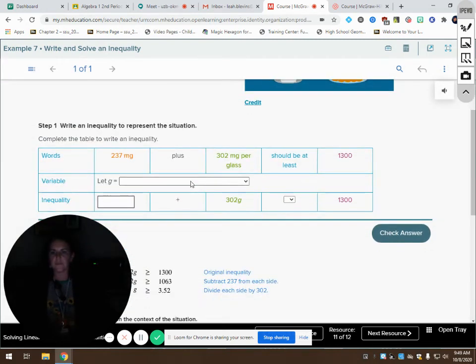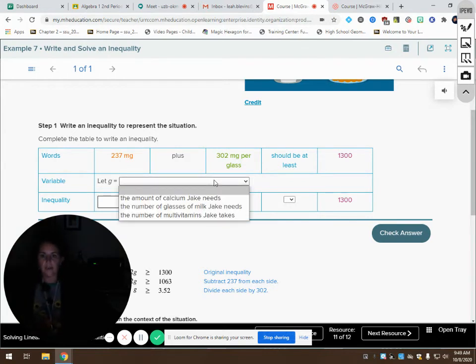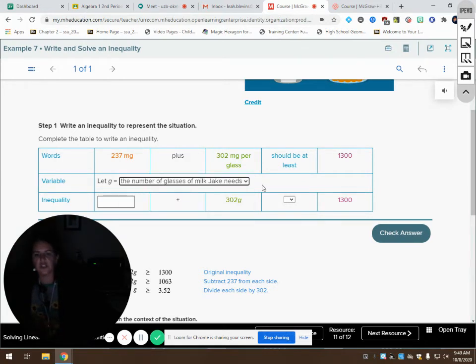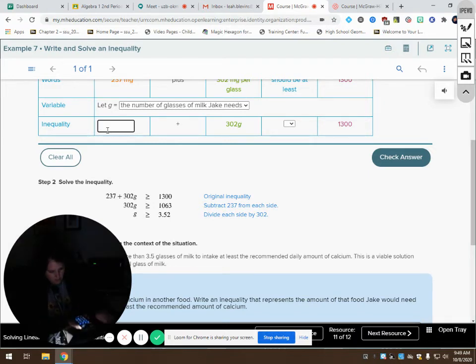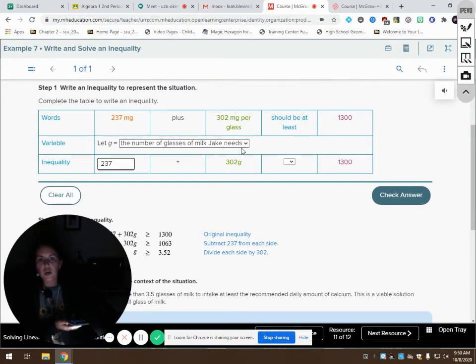So let's think about it. We're going to let G equal the amount of glasses of milk that he needs to drink. So for our inequality, he gets the 237 from his multivitamin. So we're going to write that here. I can't see because my lights went off, but I have a flashlight on my cell phone. 237, there we go. Plus the 302 per each glass of milk should be at least.